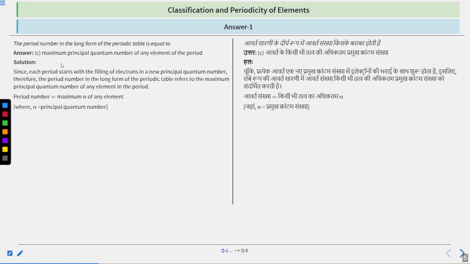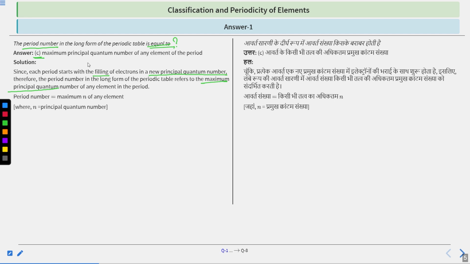Okay, let's see. The correct answer is option C, maximum principal quantum number of any element of the period. We asked that the period number in the long form of periodic table is equal to what. Since each period starts with the filling of electrons in a new principal quantum number, the period number in the long form of periodic table refers to the maximum principal quantum number of any element in the period.